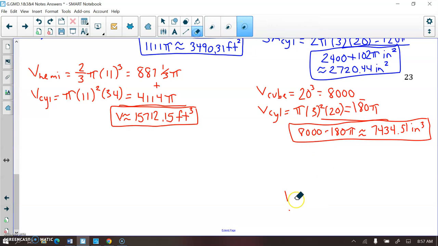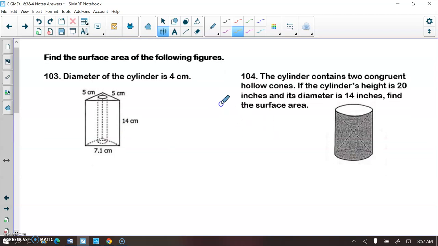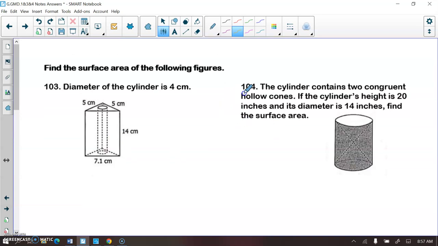All right, moving on. We want to find just the surface area of the following figures. So for this one, I have a triangular prism, sorry, this is hard to see, it's a right triangular prism. With that triangular prism, I have a cylindrical hole going through, and the diameter of that cylinder is 4 centimeters. So this one's very similar to the one we just did.